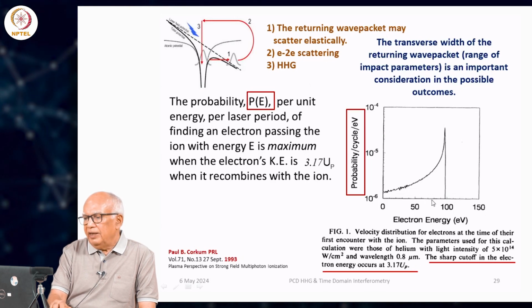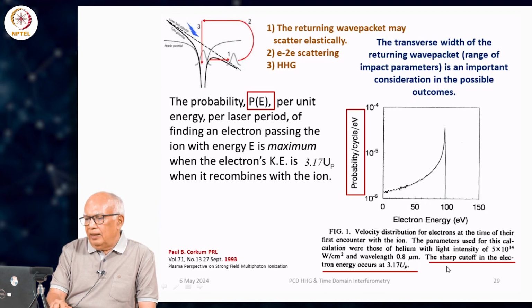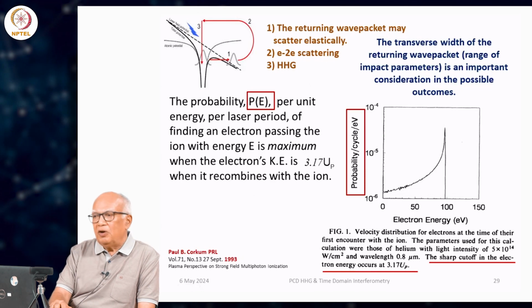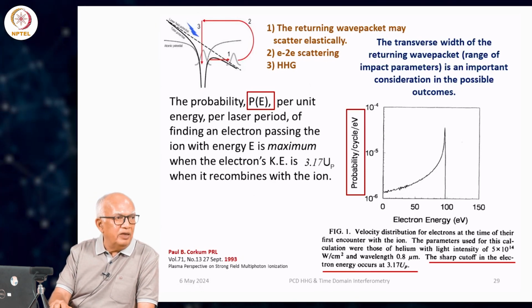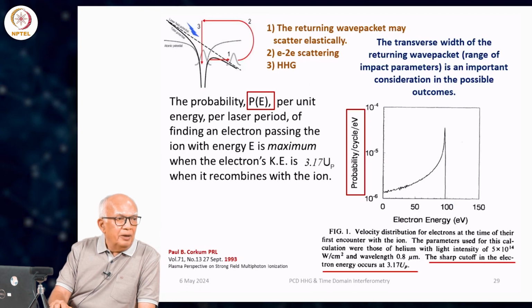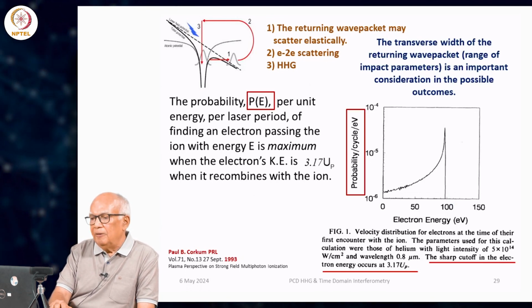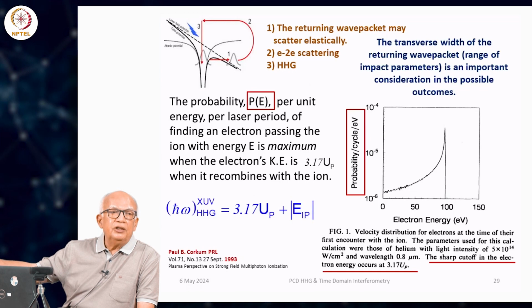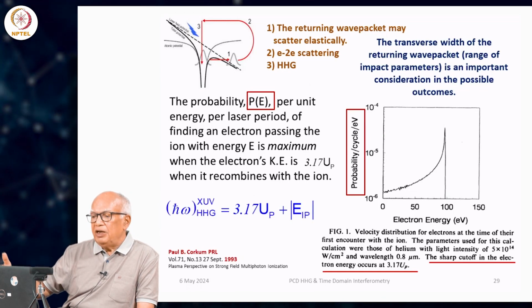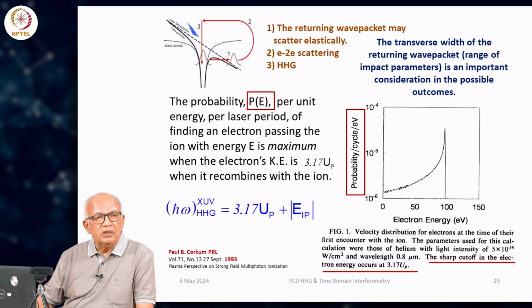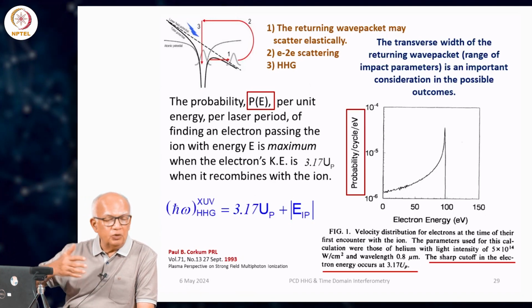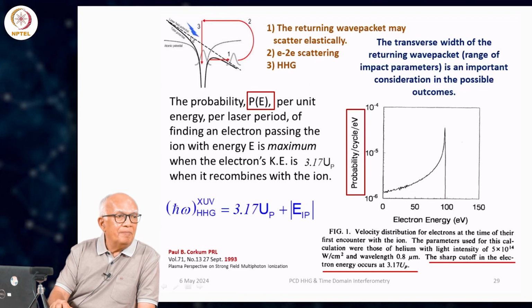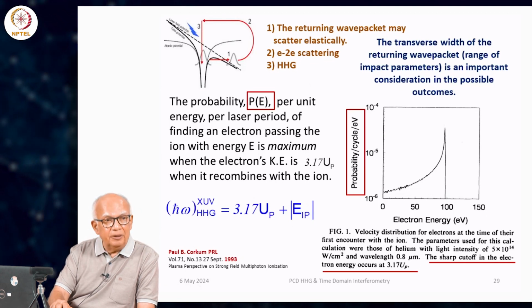This cutoff is when the electron energy occurs at 3.17. That is not an exact number, it is very close to that. Some people even approximate it to 3.2, but 3.17 is the commonly accepted number, and that is the reason that the high harmonic generation photon will have an energy which goes as much as 3.17 times the quantum energy plus the ionization potential. So that is the energy which comes out, and those are the blue or ultraviolet X-ray pulses which are generated.